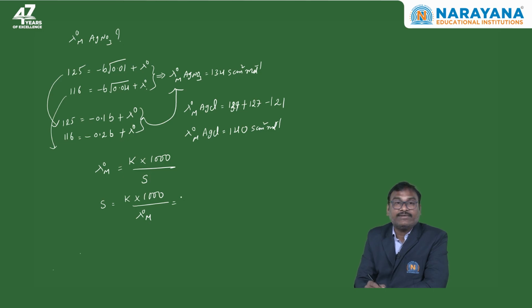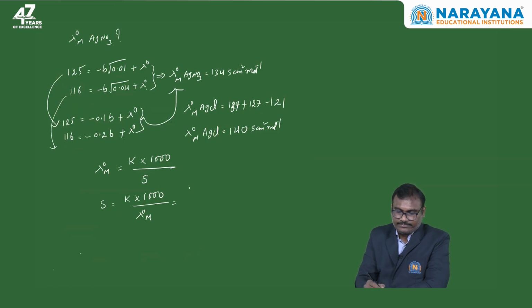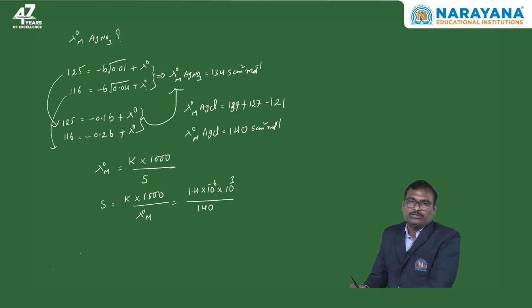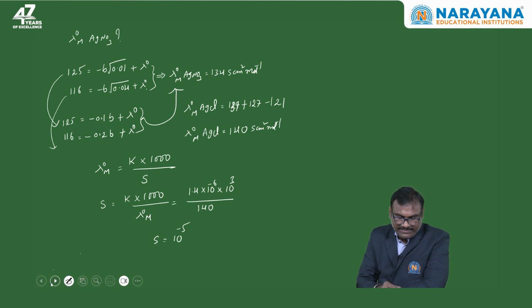That K value was given in the equation previously itself as 1.4 into 10 power minus 6, into 10 power 3 by lambda naught m. Just now we got that 140. That means after substituting all the values, you will get that S value is equal to 10 power minus 5. That S value is nothing but what was given as X.